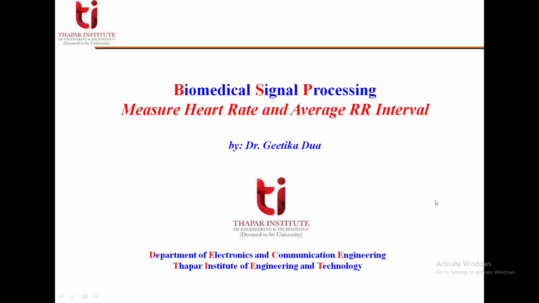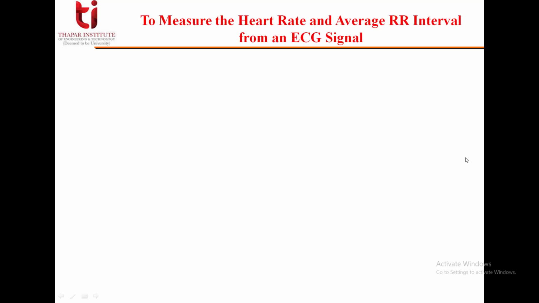Hello dear students, in this lecture we will discuss the method we can use to measure heart rate and average RR interval. So let's begin. We have the Pan-Tompkins algorithm. Actually, this is a method which we mainly use to detect the QRS complexes in an ECG signal. That is an extension of the derivative based method that we have already discussed.